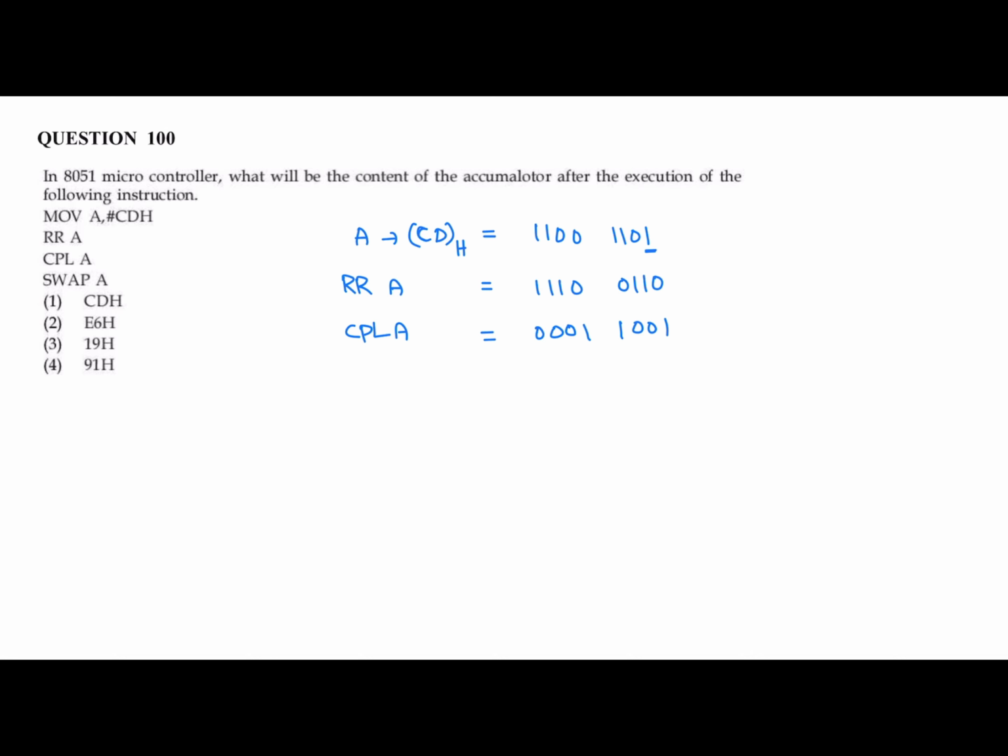So after executing this swap instruction, swap accumulator, LSB nibble becomes MSB nibble and MSB nibble becomes LSB nibble. So that is 1001 0001. So 1001 is 9, 0001 is 1, hexadecimal. The content in the accumulator is 91H. Correct option is 4.